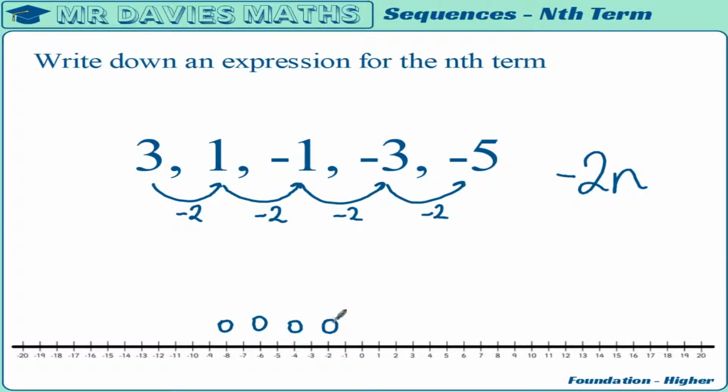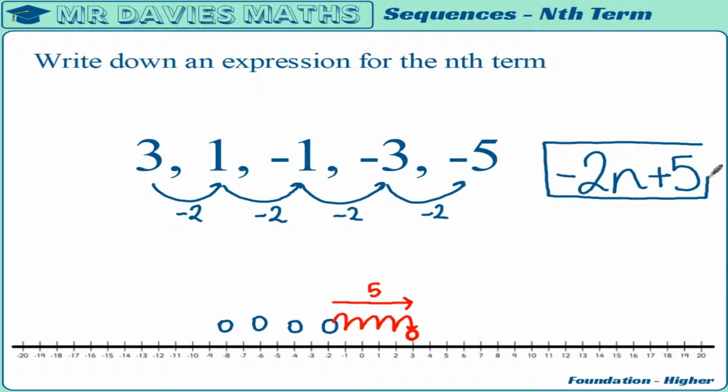This one has decided rather than start at minus 2, it's going to jump 1, 2, 3, 4, 5 spaces and start at 3 instead. So instead of starting at minus 2, it jumped 5 spaces in the positive direction. So what we're going to say is it's still the minus 2 times table because it's going down in 2s, but it's moved 5 spaces in the positive direction. And there is the nth term for that sequence.